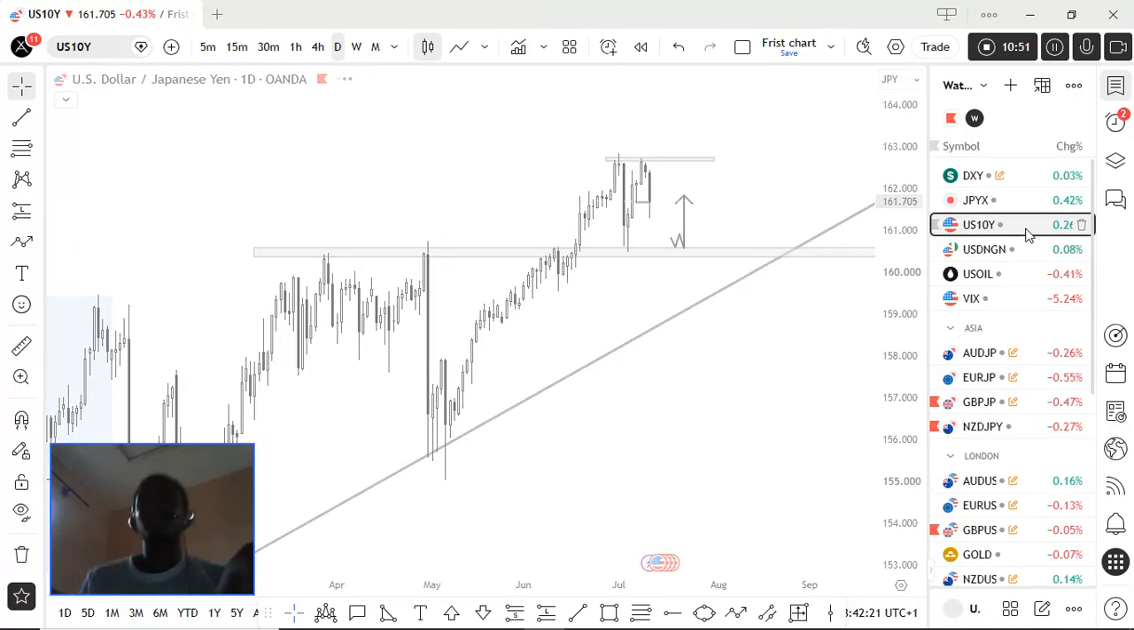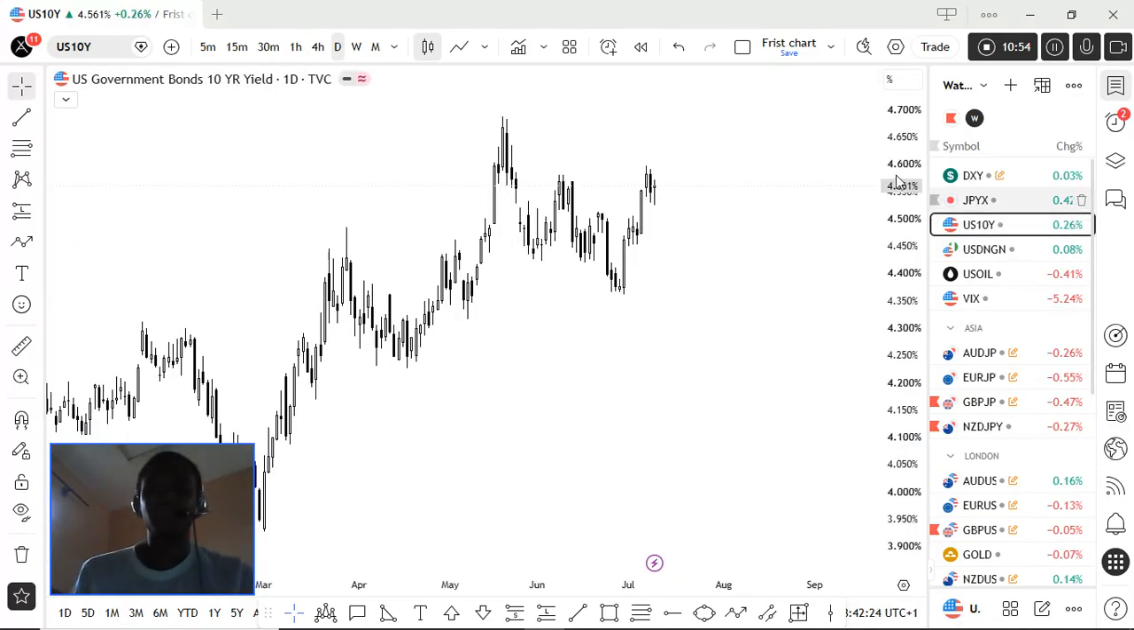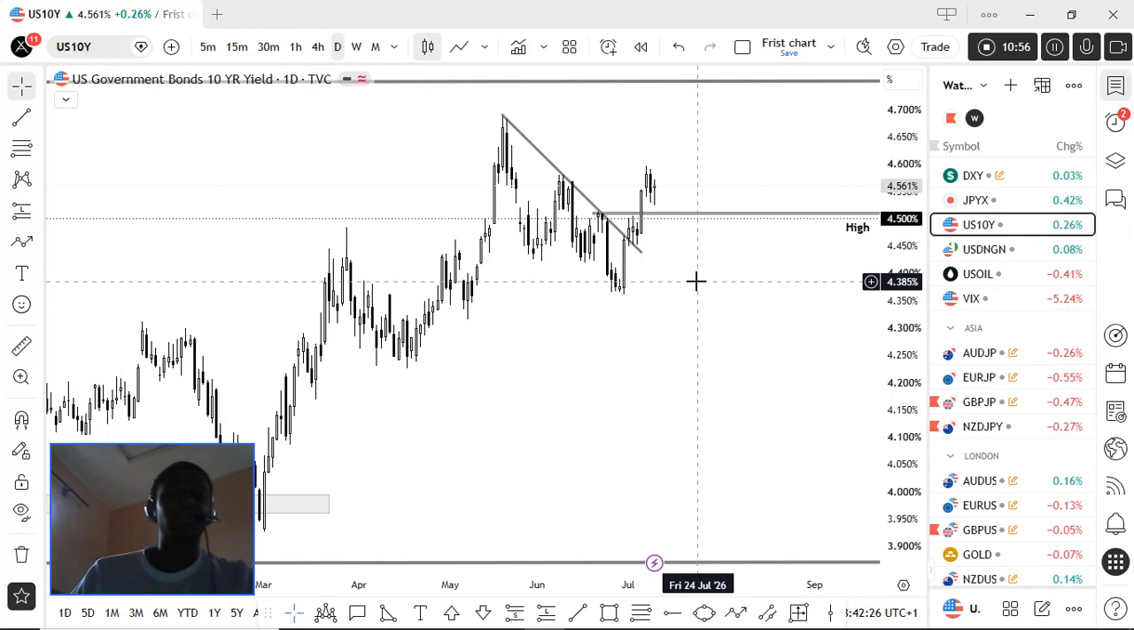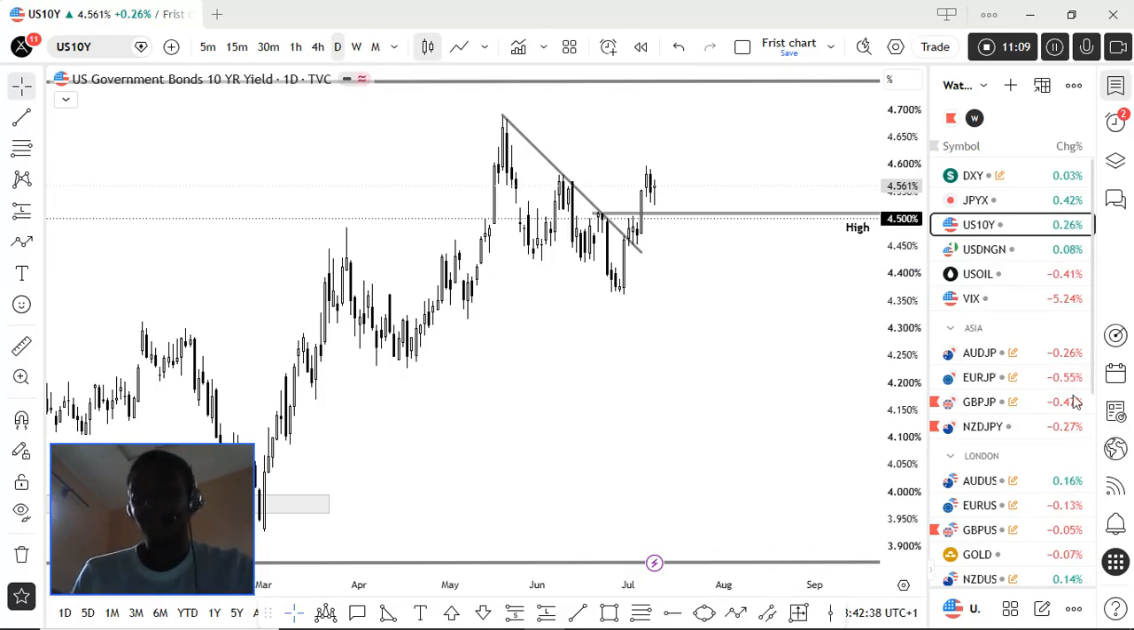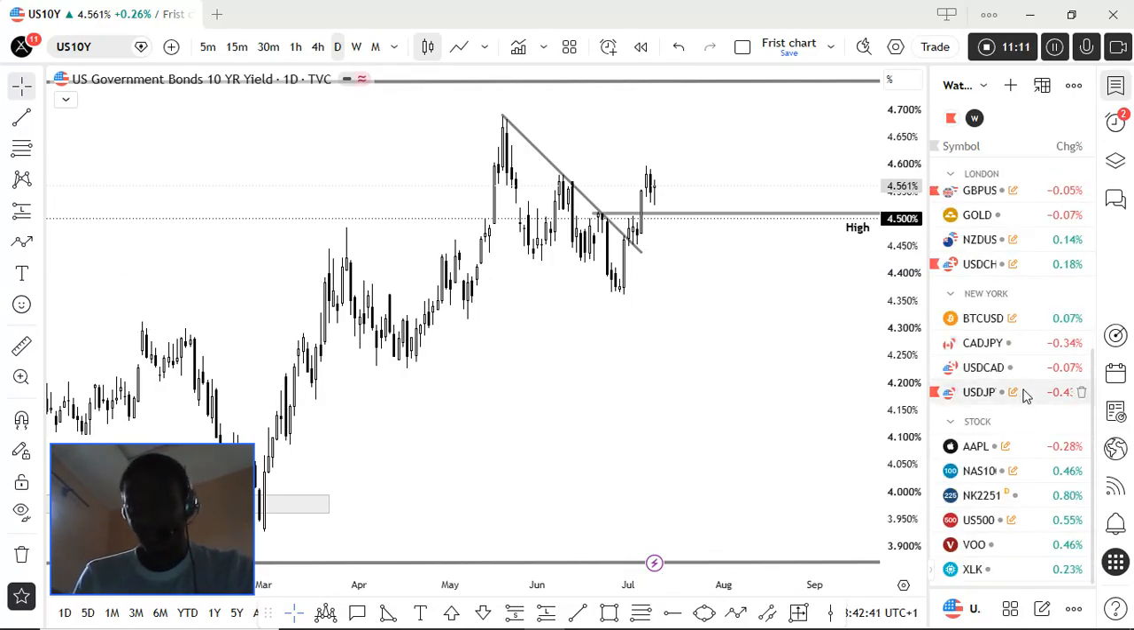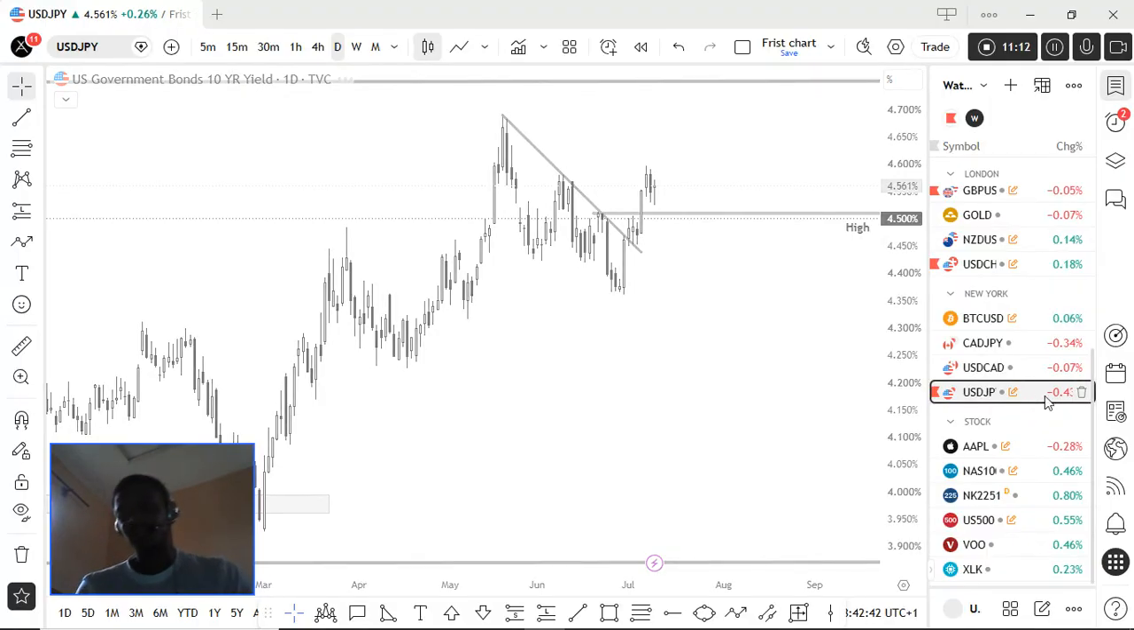Look at the 10 year bond. Look at the yield. Yield is at 4.5%. That is very high. So yield is very high. That is why you see gold is kind of in an overall bearish trend, because yield is high. So you have to know how these markets are interconnected. So let's go back to USDJPY.